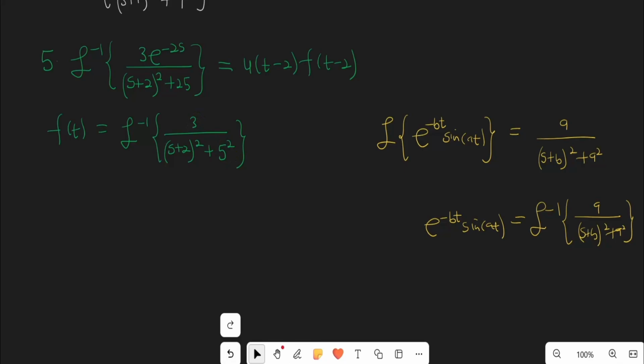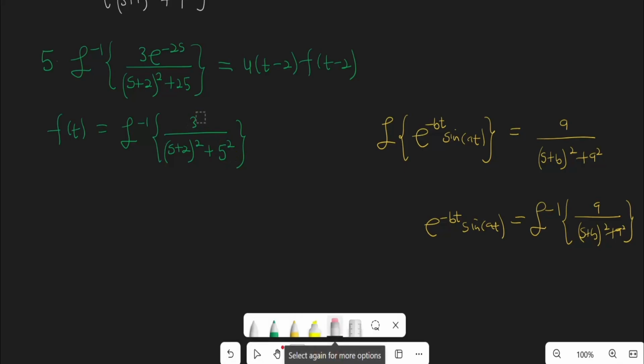So permit me, what I'm going to do, I'm going to clean this 3. I'm going to bring it here, and then I'm going to introduce 5, but I can't just introduce 5. I have to take it away by dividing by 5. So I can say times 1 over 5, like this. So the 5 will cancel the 5 and the 3 can go inside, and that's like the original function.